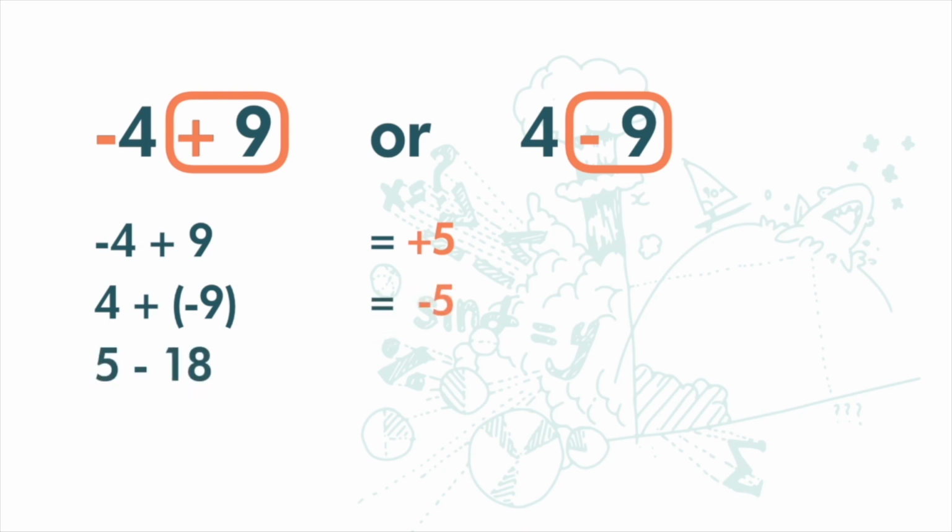5 minus 18. There are more negatives to start with. So the answer has to be negative. And then we subtract 5 from 18 to get 13. So the answer is negative 13.